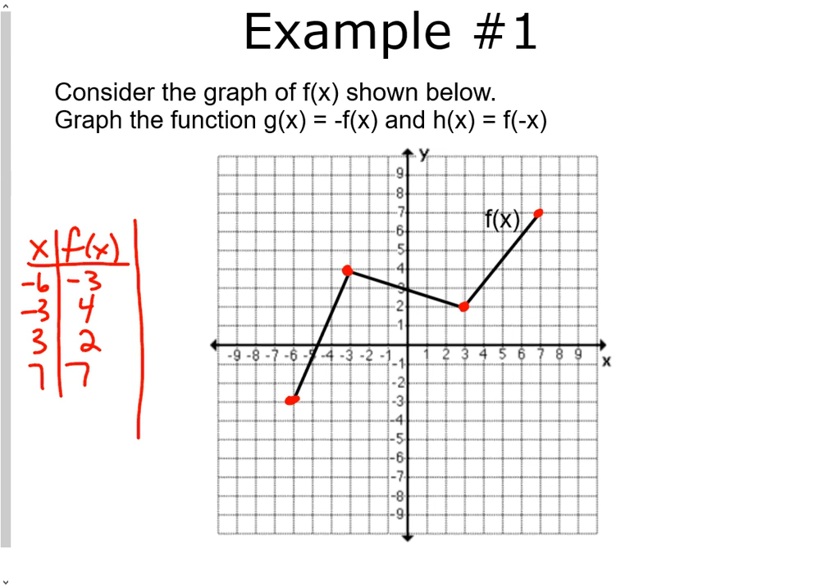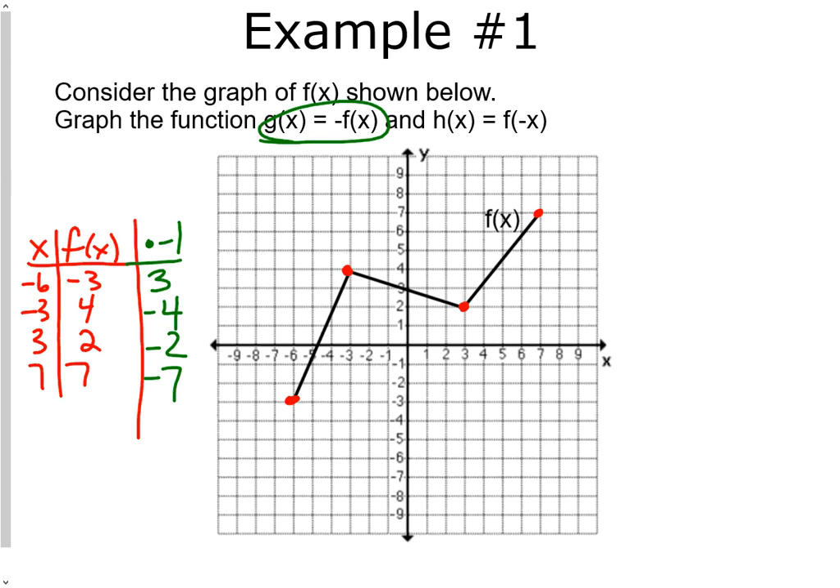So if I'm going to look at g of x, that tells me that I want to multiply all my y values. I'm going to multiply f of x by -1. And so negative 3 times negative 1 is positive 3. 4 times negative 1 is negative 4. 2 times negative 1 is negative 2. And 7 times negative 1 is negative 7.